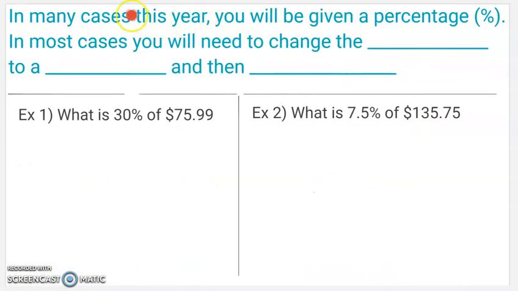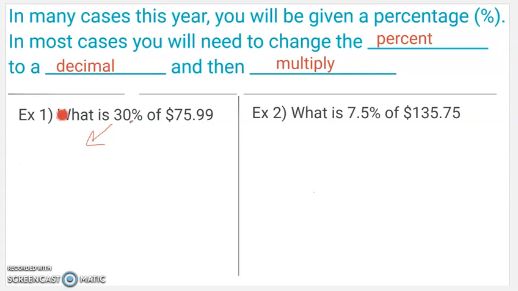And last but not least, if we want to find the percentage of a number, this is going to come up all year long. You're given a percentage, and in most cases, you're going to need to change that percent into a decimal. Then what you want to do is multiply. If you can get this procedure down, this year is going to be super simple for you because it shows up all the time. So I'm going to take my percentage here, 30%.